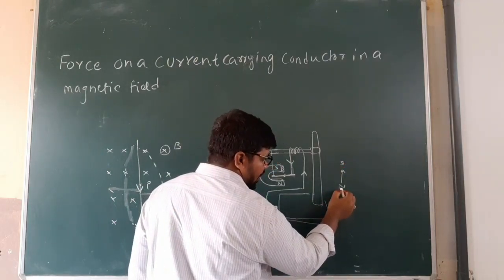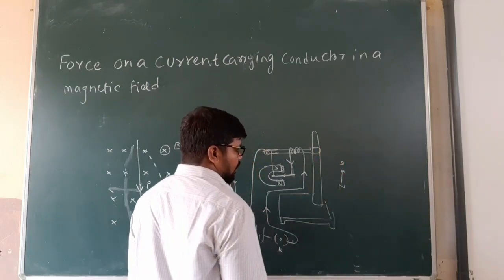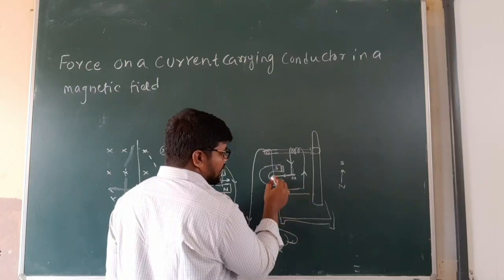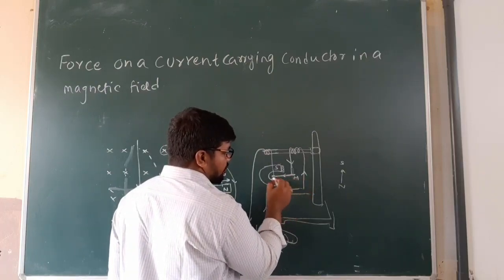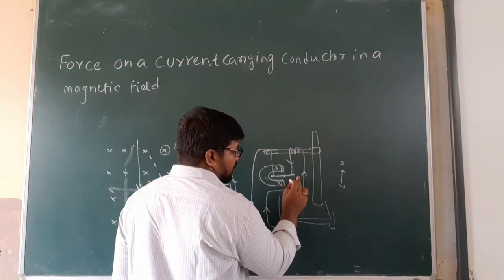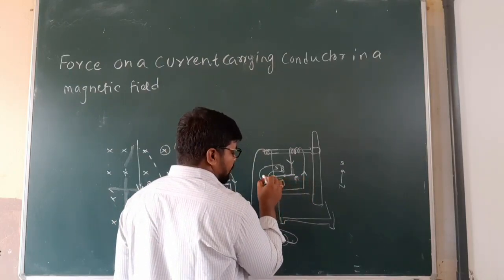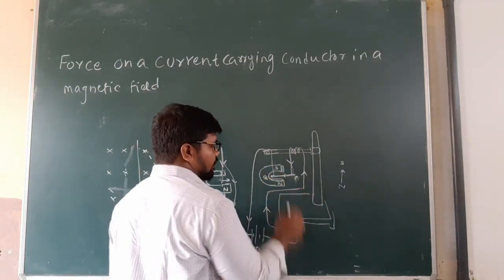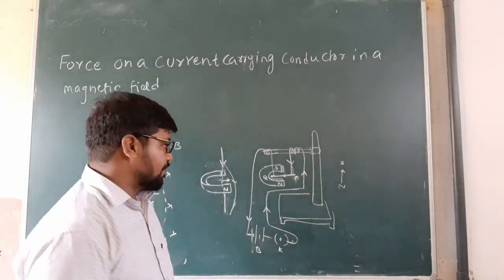Field lines are always passing from north to south. But here, suppose it is M and it is N. Already N we have to take. It is P, it is Q. Now the current carrying direction is PQ.